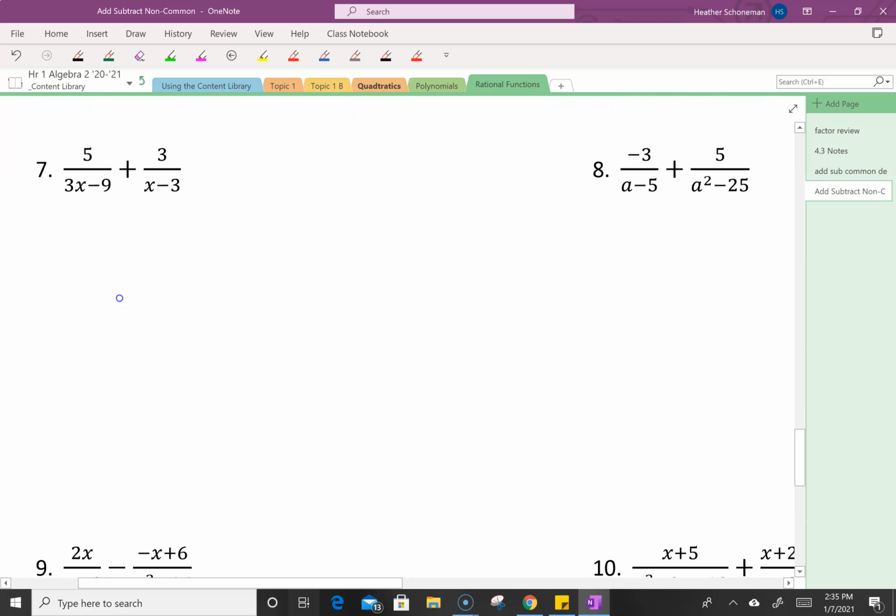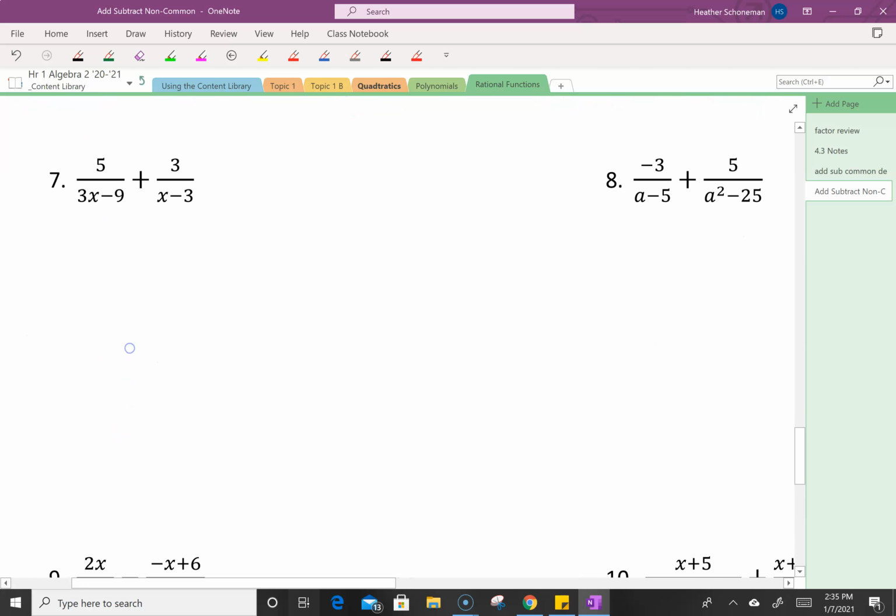Okay, let's take a look at number 7. On number 7, I have to find my least common multiple, but to do that, I have to first factor. So in this, I can take out the greatest common factor of 3, and I get x minus 3. So my least common multiple has to include everything. So 3 times x minus 3.